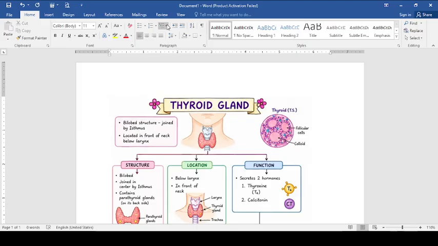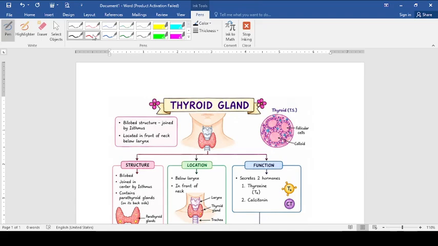The exact location of the thyroid gland is in the front region of the neck, just above the larynx, you can see this one. So you have to write this in a full sentence: the location of the thyroid gland is in the front region of the neck, just above the larynx.